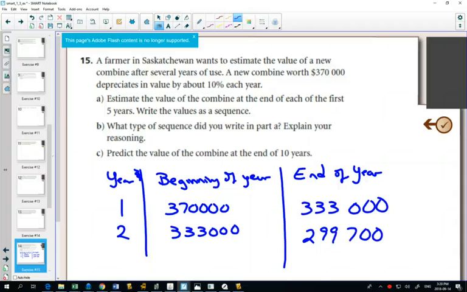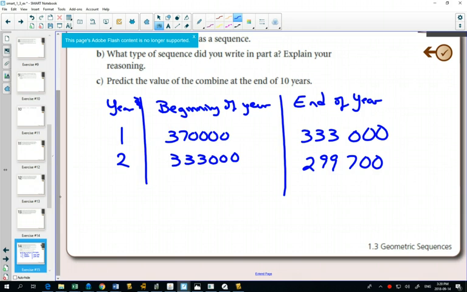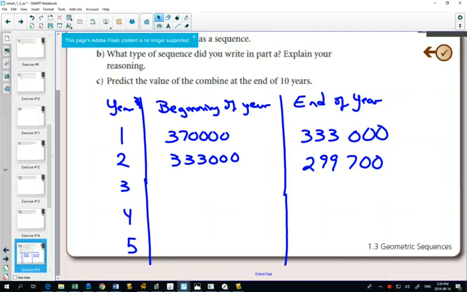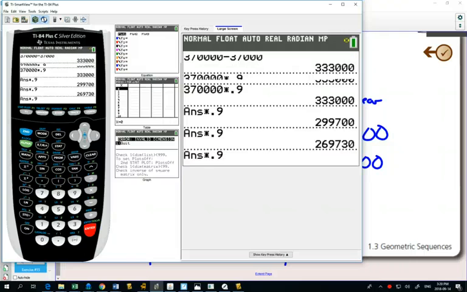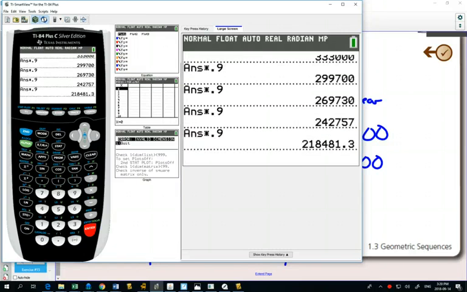I often find in these questions, starting off with a table like this really helps me see what's going on. It also helps me develop a sequence. Estimate the value at the end of each of the first 5 years. So in this case, they're really helping us to think of making a chart because we want to find 3, 4, and 5. And if we keep pushing enter on our calculator, there's end of year 3, end of year 4, end of year 5. Now I'm not going to write them down. They're there on the screen. You can type them out later if you'd like, or look at this again.